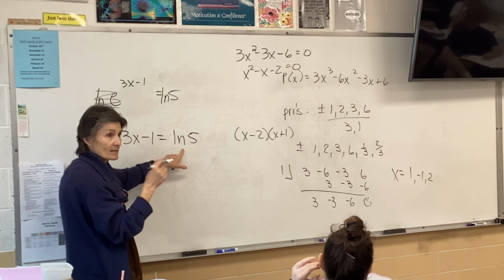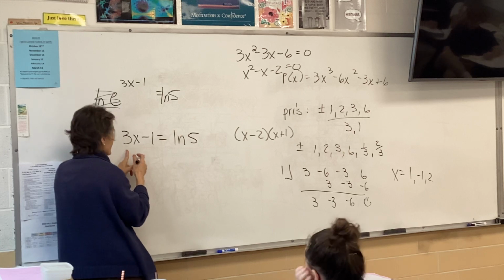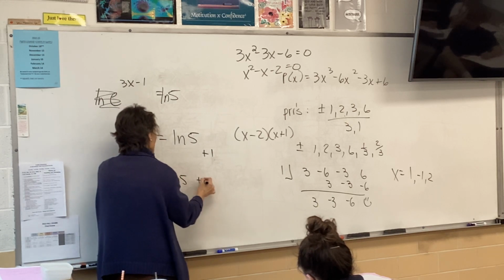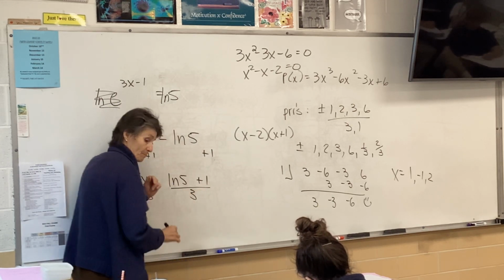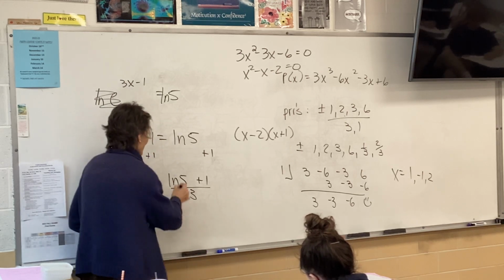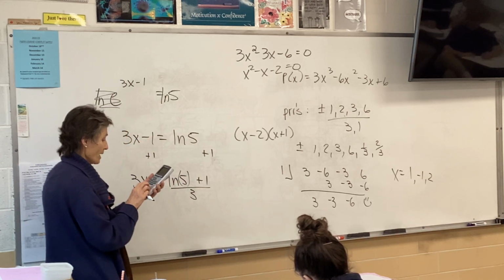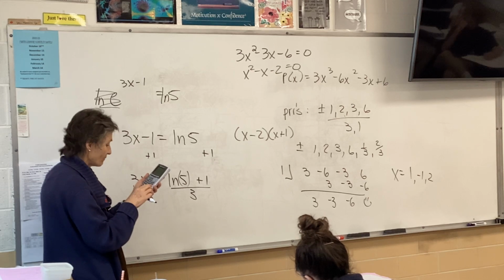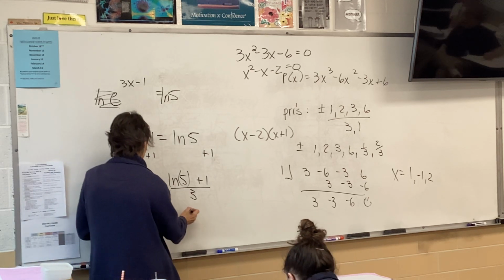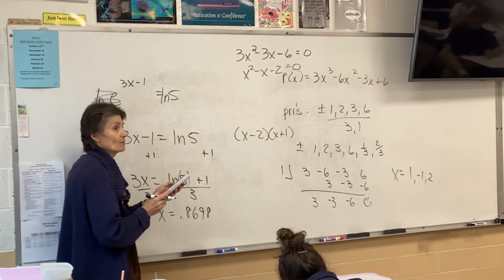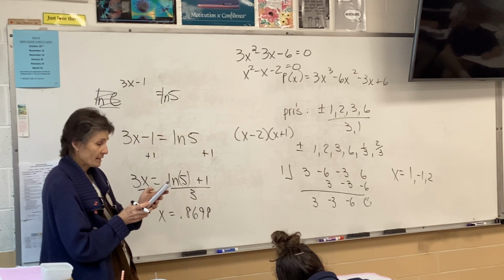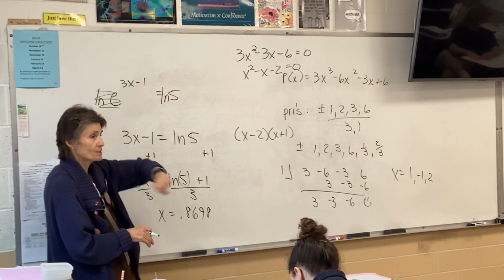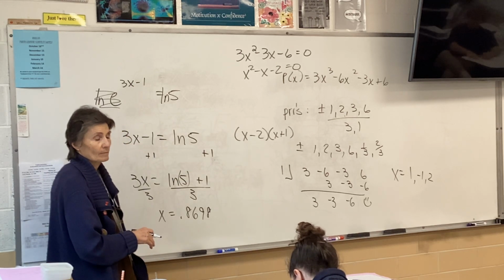Now ln 5 is a number. So to get x by itself, aren't I gonna add 1 over here? And divide by 3. So ln 5 plus 1 and then divided by 3. Now keep in mind, the 5 is in parentheses. So ln 5, close parentheses, plus 1 equals divided by 3. Make sure you are getting 0.8698 as your answer. Type it in again if you didn't. ln 5, close parentheses, plus 1 equals divided by 3. Everybody get that?